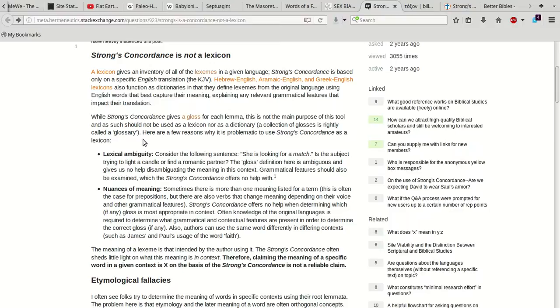And I don't know how many people I've come across who thump Strong's Concordance as saying this is the end-all, be-all of biblical meaning, and ordinary peon me cannot dispute it. This is entirely false, and I'm not the only one who thinks so. So that's why I wanted to bring that up.